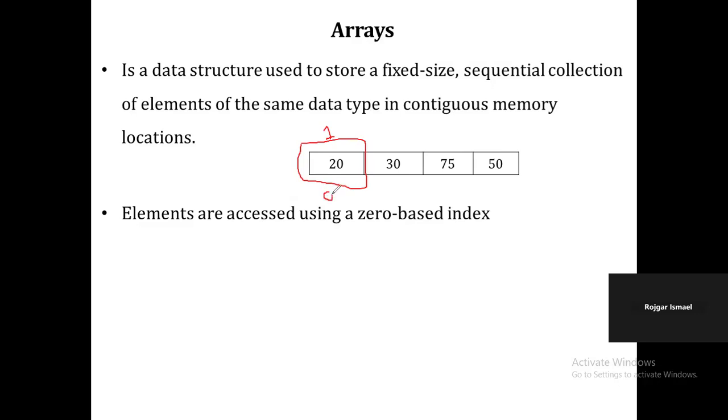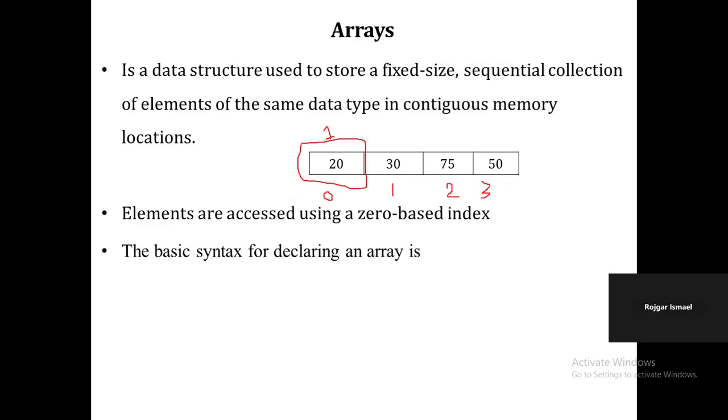If you remember, we previously talked about the index. The index always starts from 0, here 1, here 2, here 3, and so on. So this is the index, at the bottom. At the top is the element number. In programming, we are dealing with the indexes. So that's why here I stated the elements are accessed using a zero-based index.